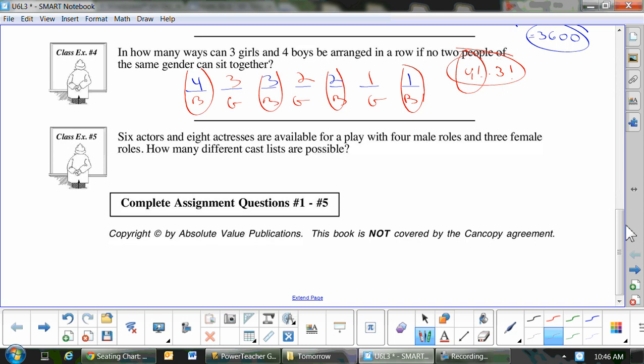Now, we have 6 actors and 8 actresses available for a play with 4 male roles and 3 female roles. How many different cast lists are possible? Okay? Now this one's a little bit weird too. This is a different type. Any suggestions on how you do this one?